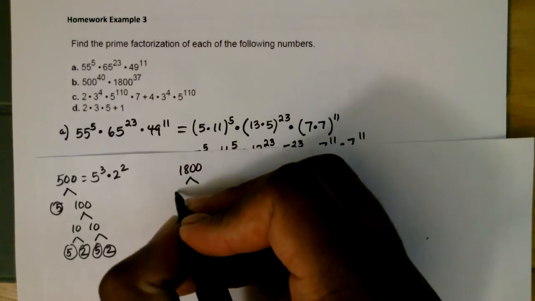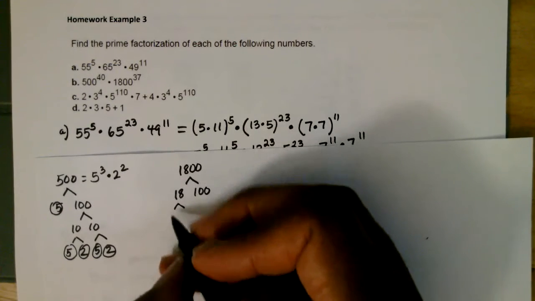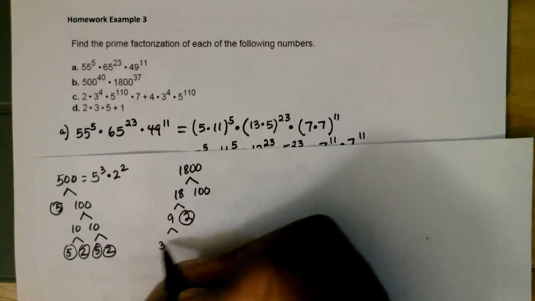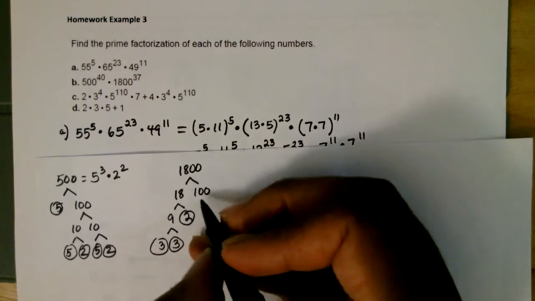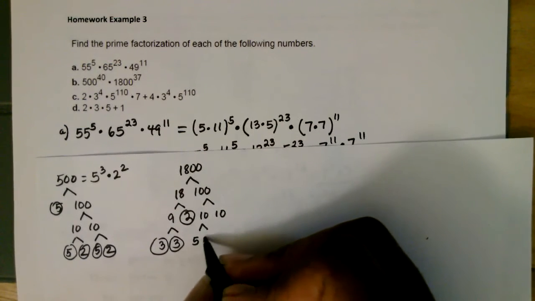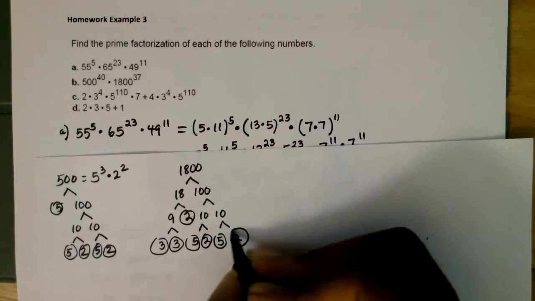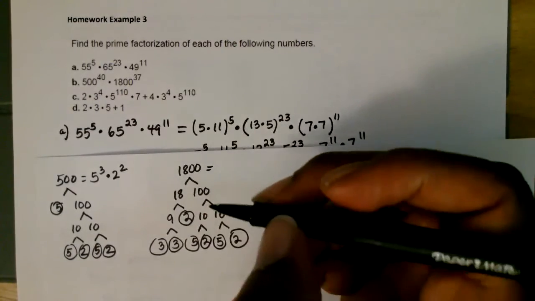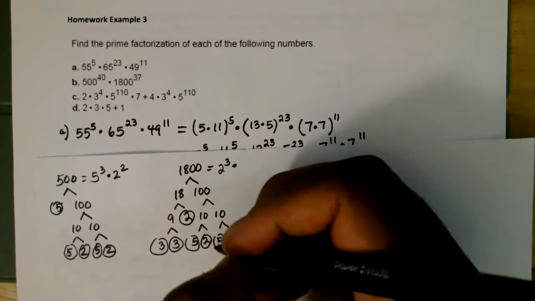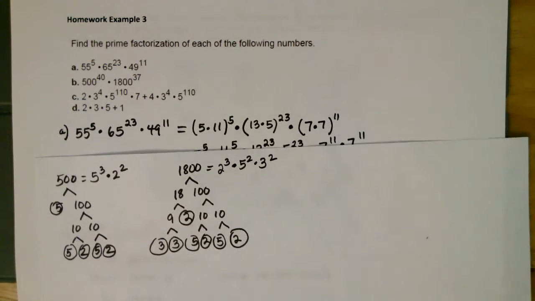let's see, 1800 would be 18 times 100. 18, I can break that up as 9 times 2, with 2 being prime, and 9 would be 3 times 3, with 3 being prime. 100 is 10 times 10, and each of the 10s will be 5 times 2. So 1800 will be, in this case, 2 to the third times 5 to the second times 3 squared.